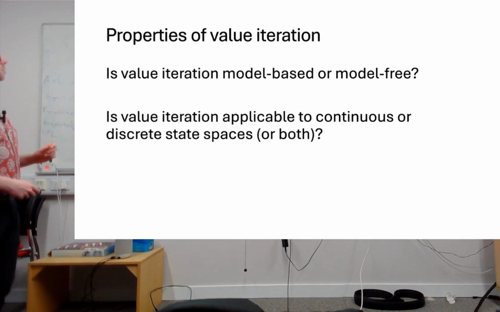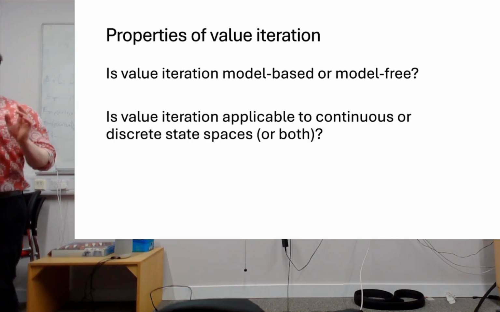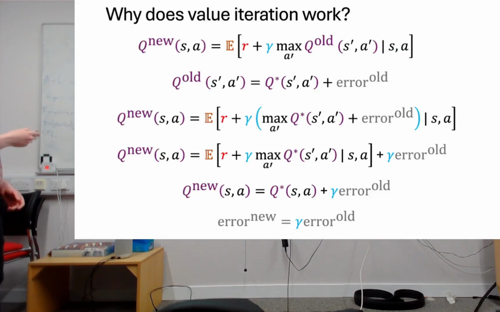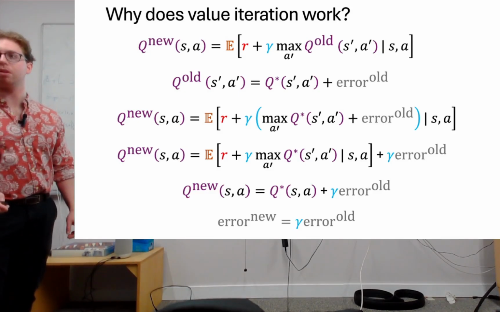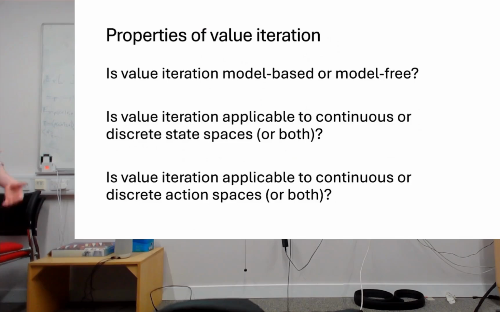Is it applicable to continuous or discrete state spaces or both? Hands up for only continuous, hands up for only discrete, hands up for both. So the answer is only discrete. Why? Because I cannot apply this on a computer if there are infinitely many states. If there are infinitely many states, I can't apply this update rule. There need to be only finitely many state action pairs for me to actually apply this update rule. So value iteration is only applicable to finite state action spaces. Yeah, and also actions.